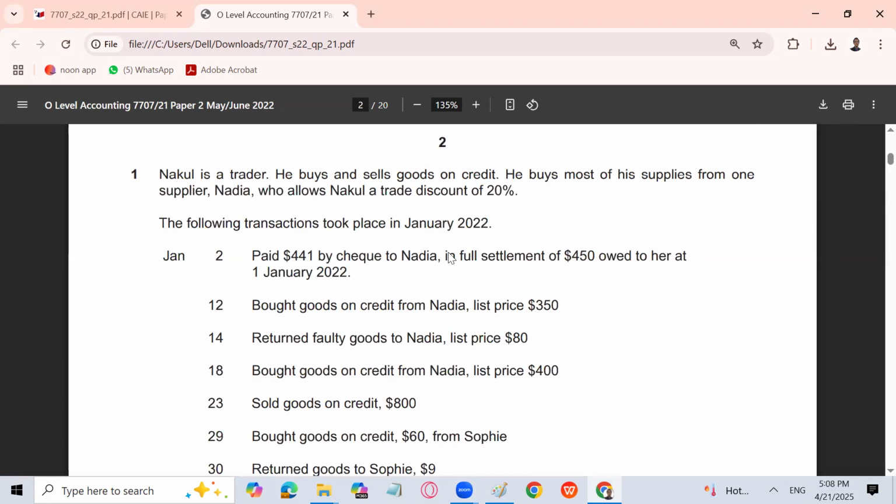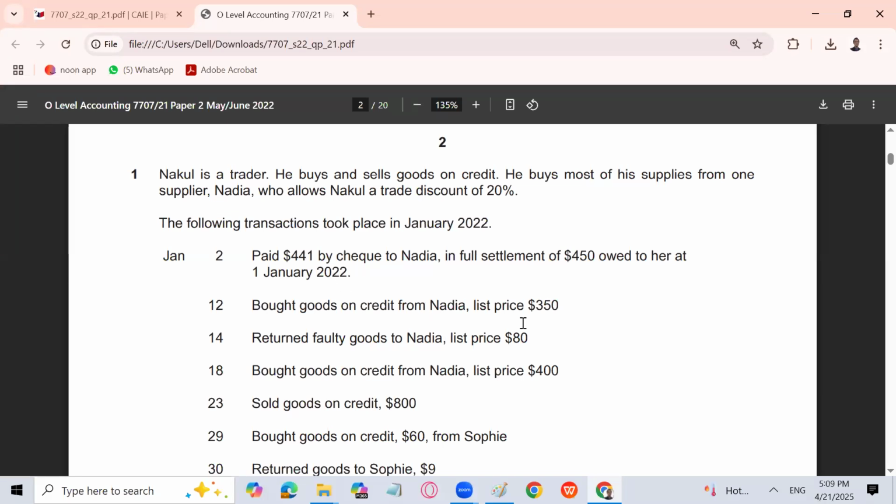Nakul is a trader. He buys and sells goods on credit. He buys most of his supplies from one supplier, Nadia, who allowed Nakul a trade discount of 20%. Trade discount is a discount which is calculated and will not be shown anywhere in the books of account. It is just subtracted from the total amount. The following transactions took place. Paid 441 by cheque to Nadia in full settlement of 450 owed to her at 1st January 2022. The entry will be Nadia debit 450, bank credit 441, and discount received credit 9.